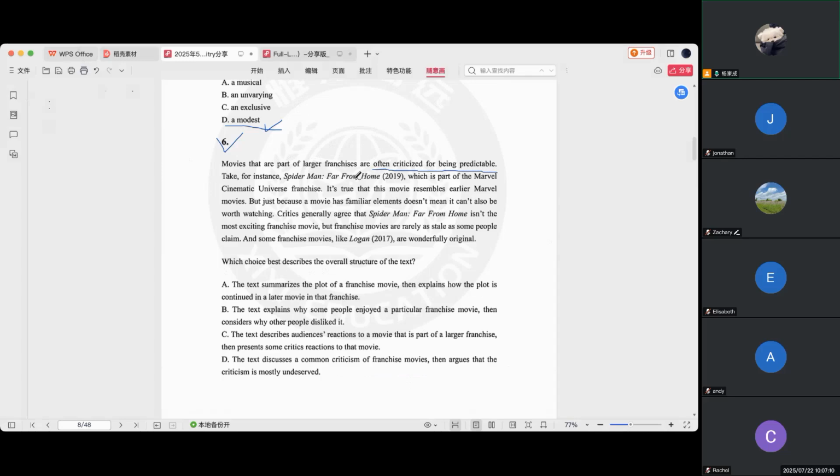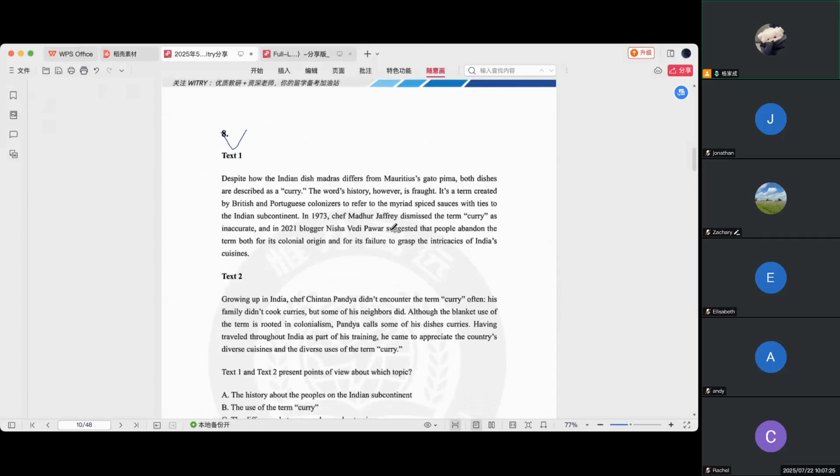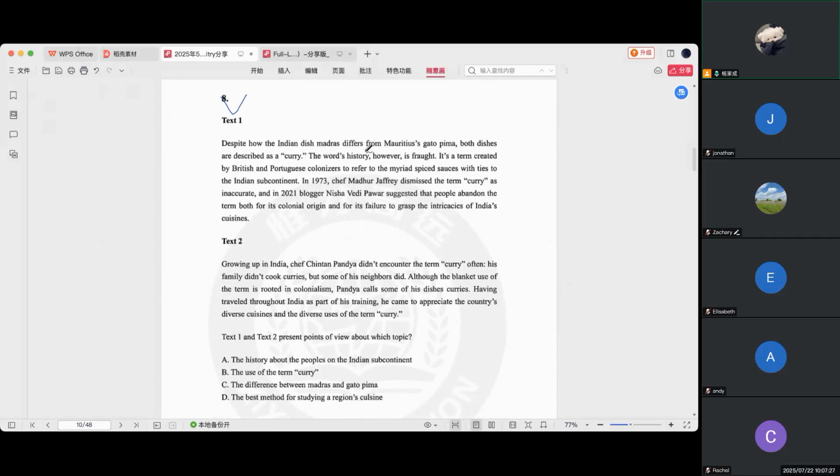So in the beginning it says they are often criticized for being predictable. And so that's like the criticism. And then later on, it argues that criticism is mostly undeserved, and it gives the reason. Okay, so that's why it's D. And for number 8, I think this cross text is actually the easiest cross text I've ever seen. Because both of the texts are talking about curry, so it's definitely the use of the term curry. The rest is either not mentioned or it's only mentioned in one passage and not mentioned in the other one.